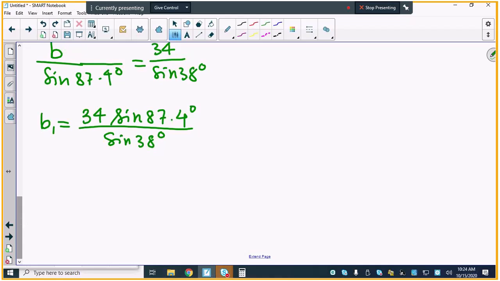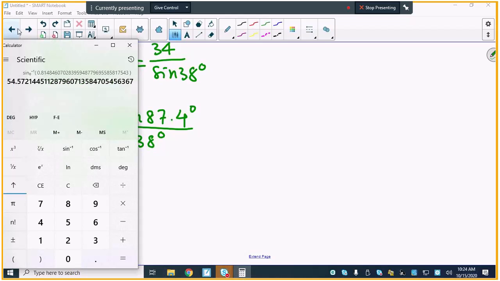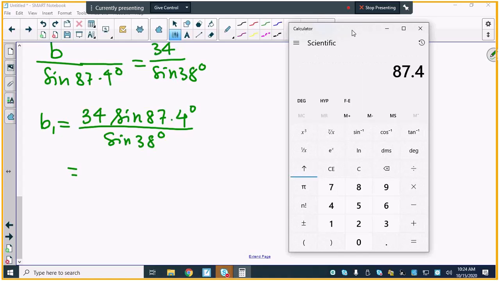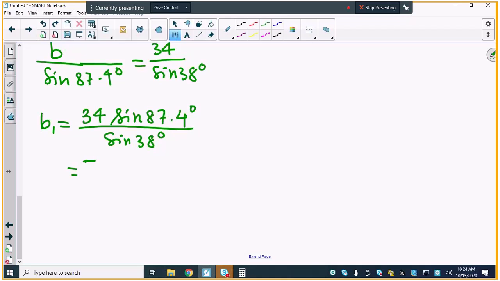The rest is calculation. So let's see how much we get. And we're going to round to 1 decimal place, which we should not forget. Take the sine ratio of 87.4, multiply 34 with it, and finally divide by 38's sine ratio. Rounded to 1 decimal place, it's 55.2. So that's your first observation for the side B.